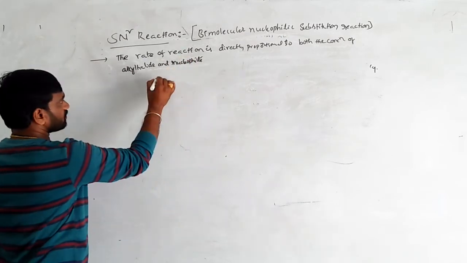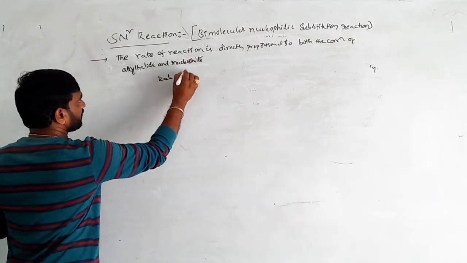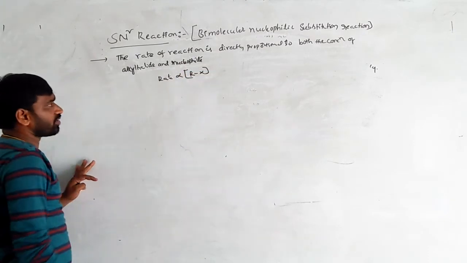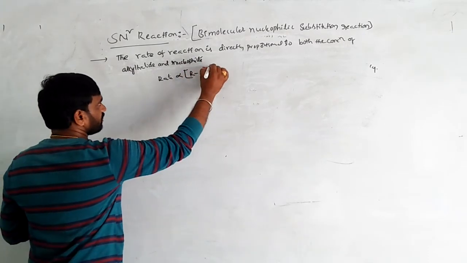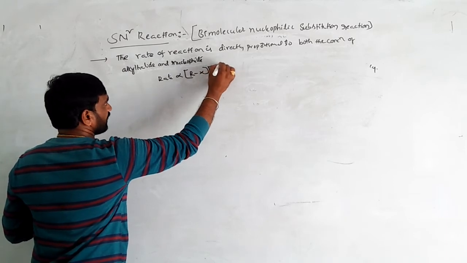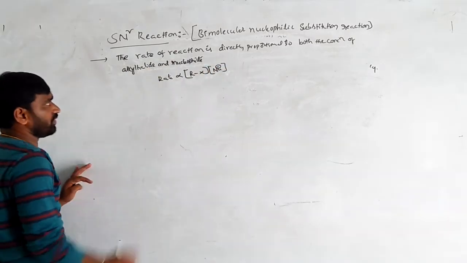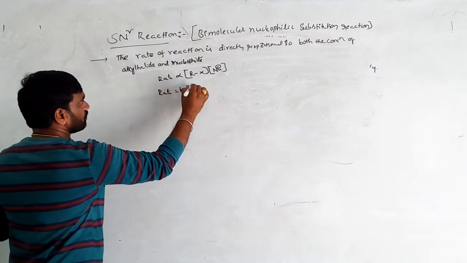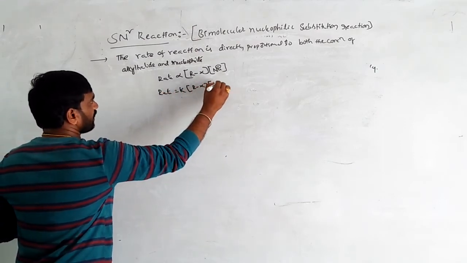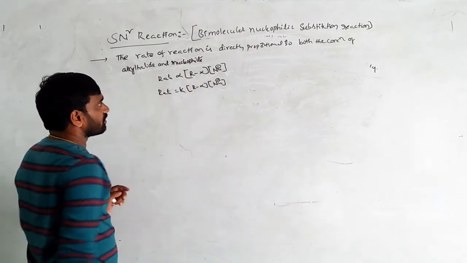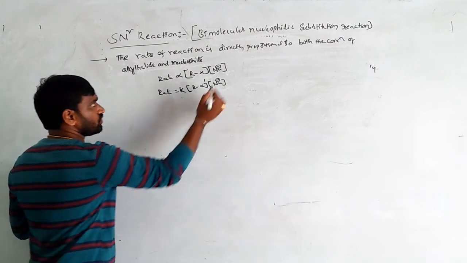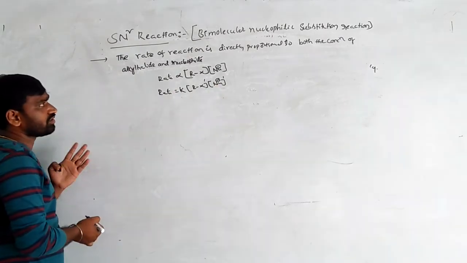So the rate is directly proportional to the concentration of alkyl halide. The general formula of alkyl halide is RX, and the nucleophile is an electron-rich species. Here, rate equals some constant K times the concentration of alkyl halide and nucleophile. So students, here alkyl halide order is 1, nucleophile order is 1, 1 plus 1 is 2.